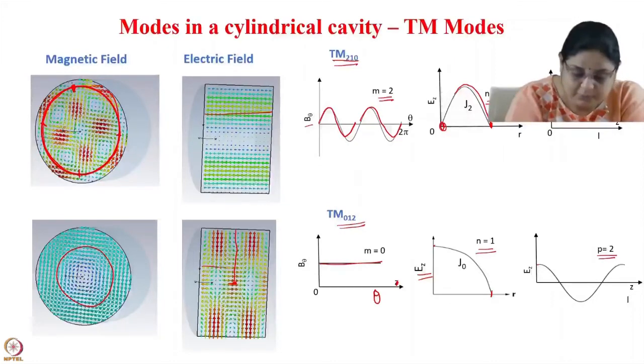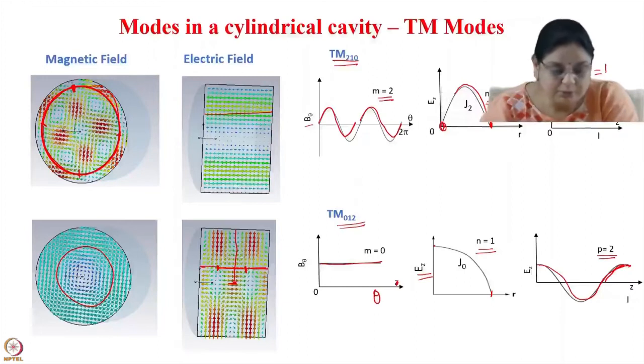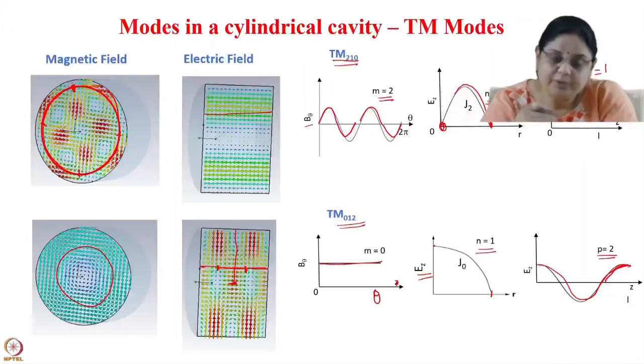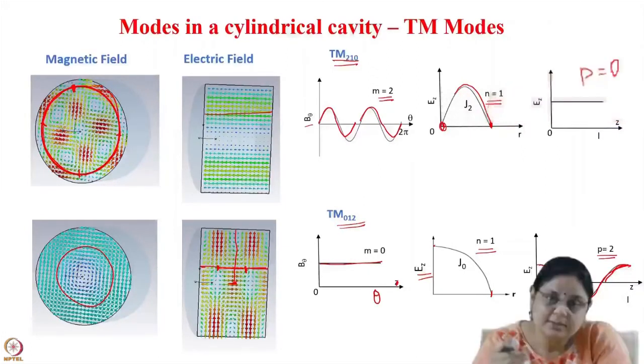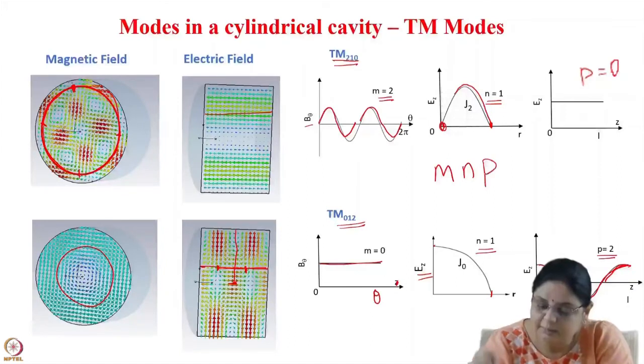So you can see from here, the field is maximum here in one direction. Here it is 0 because there is no EZ component. There is only ER component. Again, it is going to maximum in the opposite direction, going to 0 here and then again changing sign and becoming maximum here. So this corresponds to P is equal to 2. So in this way, you can understand the meaning of these indexes M, N and P.